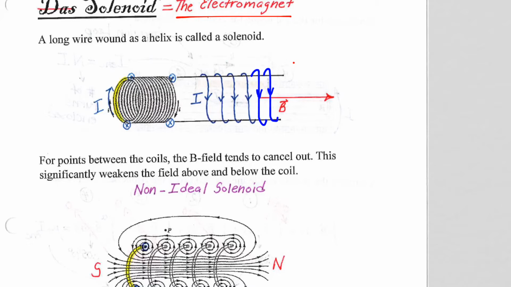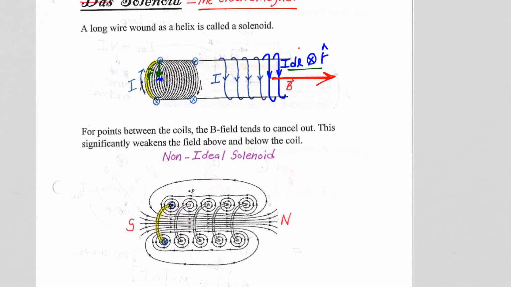Now, when we do Idl cross r hat, so if we look at our Idl and we do a cross r hat into the center of the coil, so think of the r hat going into the center of the coil, our Idl cross r hat over here will give us a B field running to our right inside the coil. And why don't we mention outside the coil?